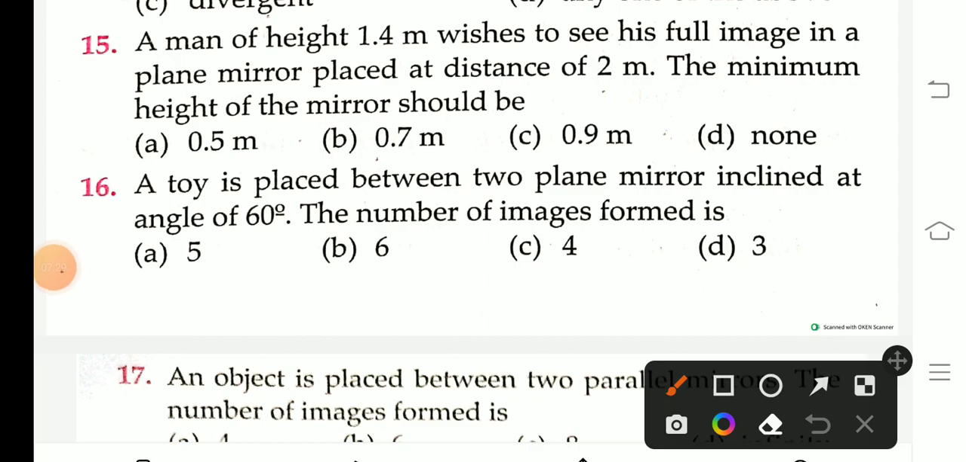Next, a man of height 1.4 meter wishes to see his full image in a plane mirror placed at distance of 2 meter. The minimum height of the mirror should be... Right answer option B, 0.7 meter. Next, a boy is placed between two plane mirror inclined at angle of 60 degree. The number of images formed is... Right answer option A, 5.